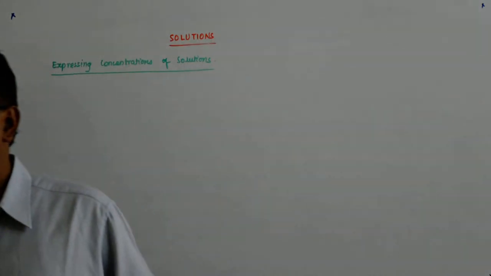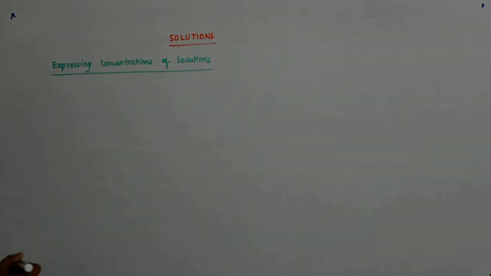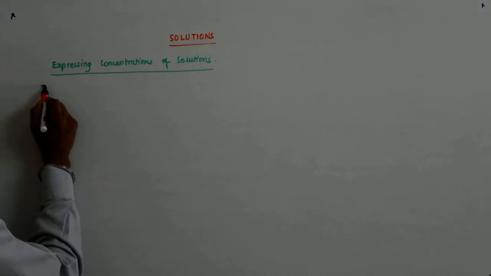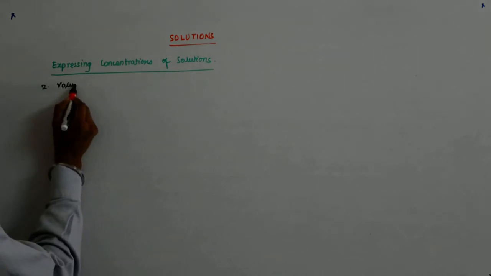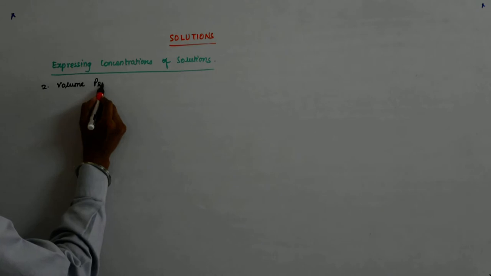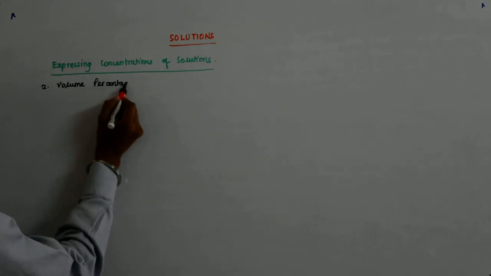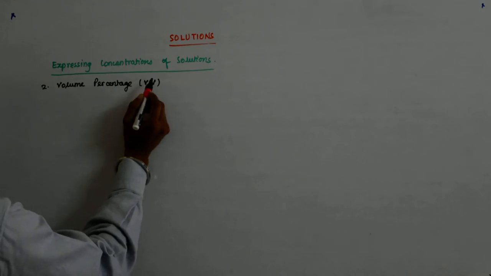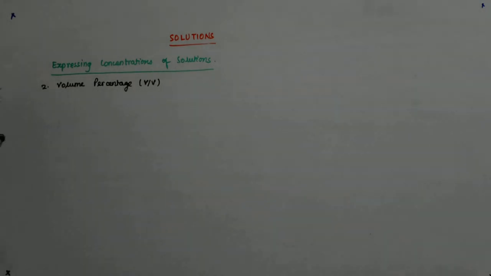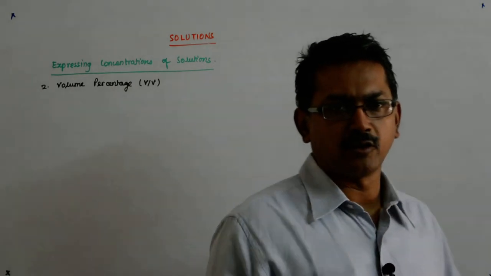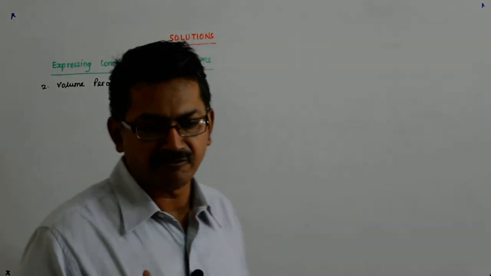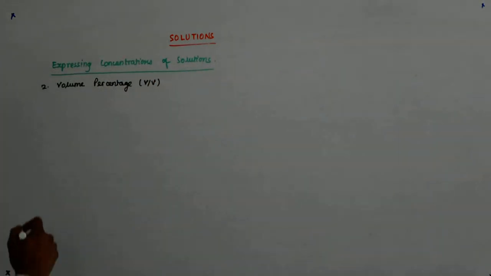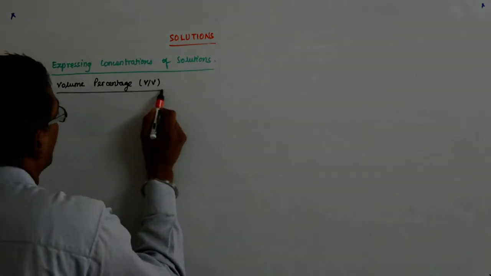Next, we come to a concept called the volume percentage. Volume percentage, and we denote it by V upon V. Why? Because with percentage, you never know what you're talking about. You'll not always be writing that we are talking about mass percentage. So when you say V upon V, you find that we are talking about volume percentage.